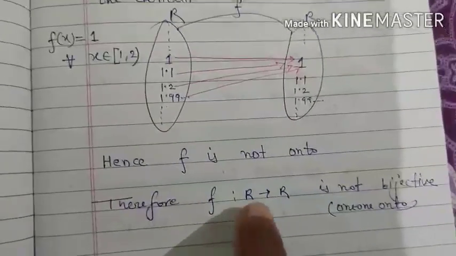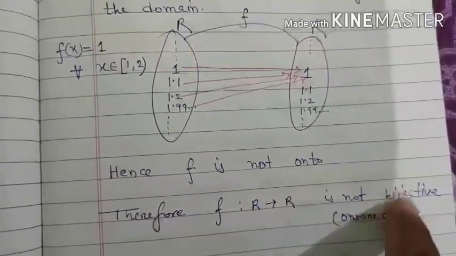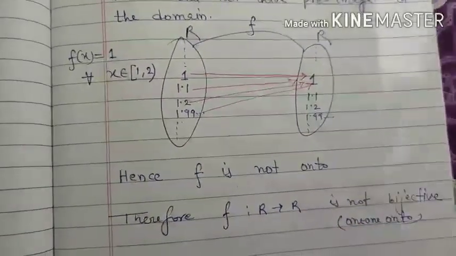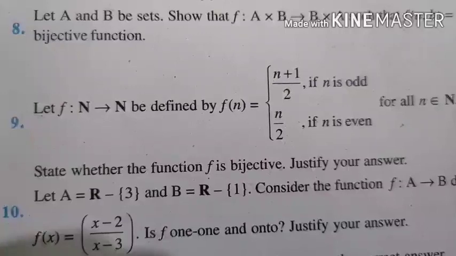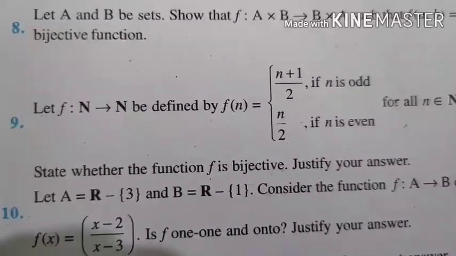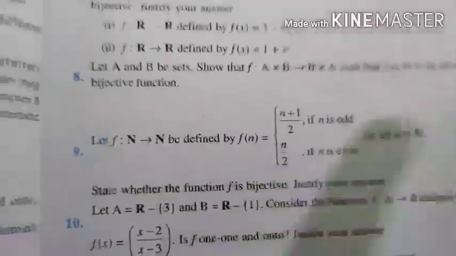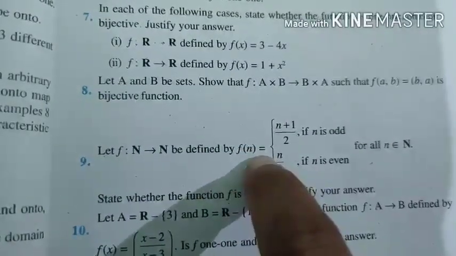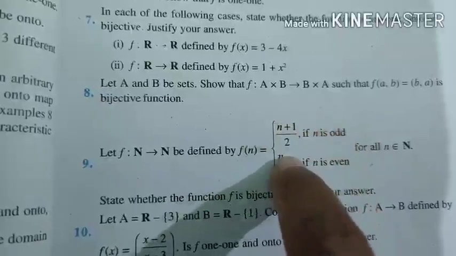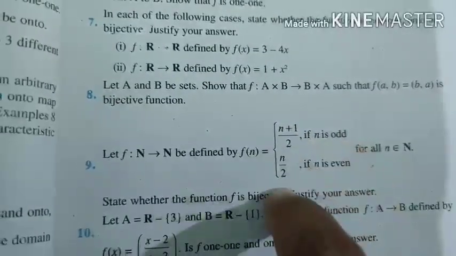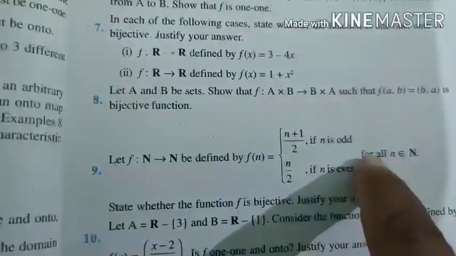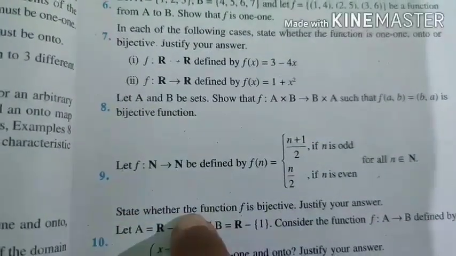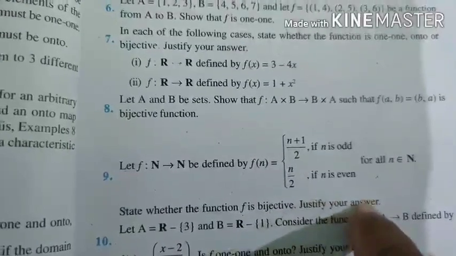Therefore, f such that R to R is not bijective function. It means not one-one onto. Now we are doing question number 9, which says f such that N to N be defined by f(n) equal to (n plus 1) upon 2 if n is odd, n upon 2 if n is even, for all n belonging to N. State whether the function is bijective. Justify your answer.